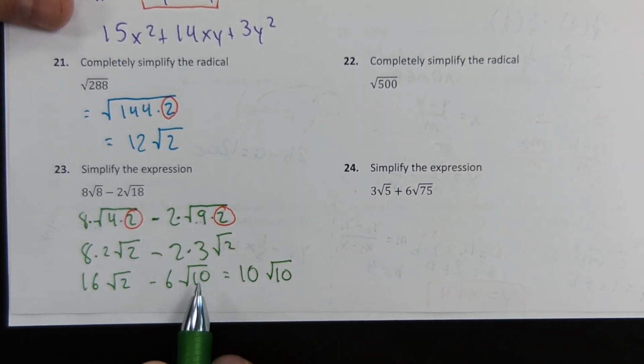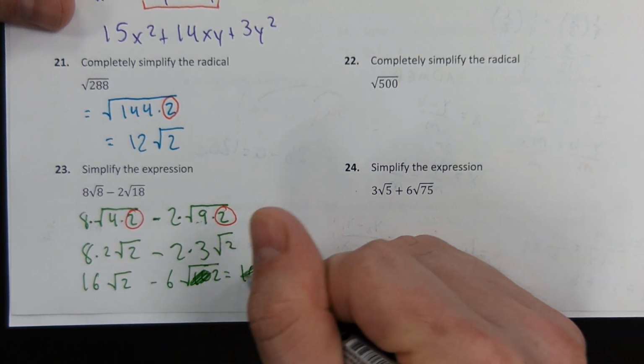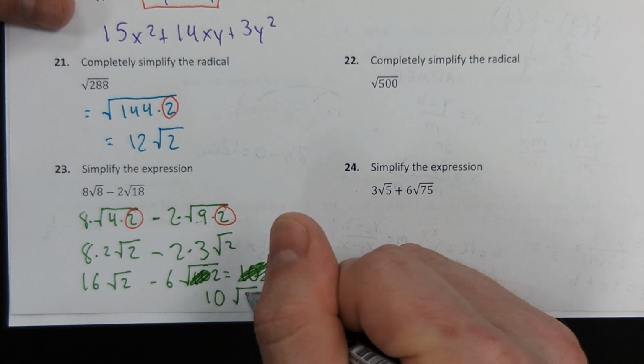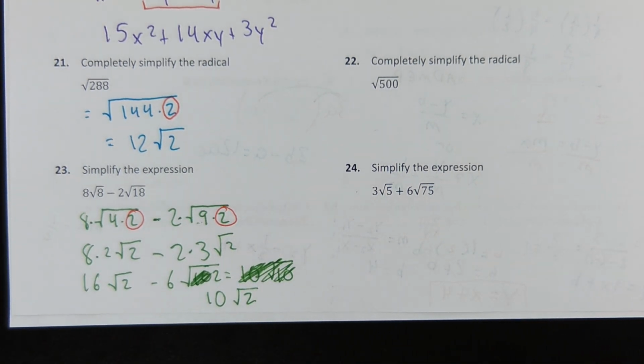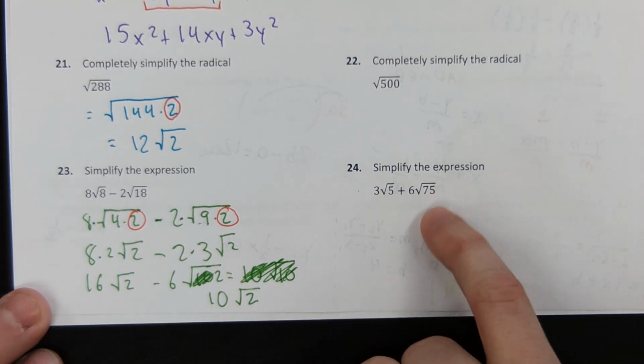Whoa! I already knew what the answer was, so I was writing it. Stupid. So what happens when you're in a rush. There it is. They're like terms. You can subtract them. This one's going to work the same way. 25 goes into 75. Go from there.